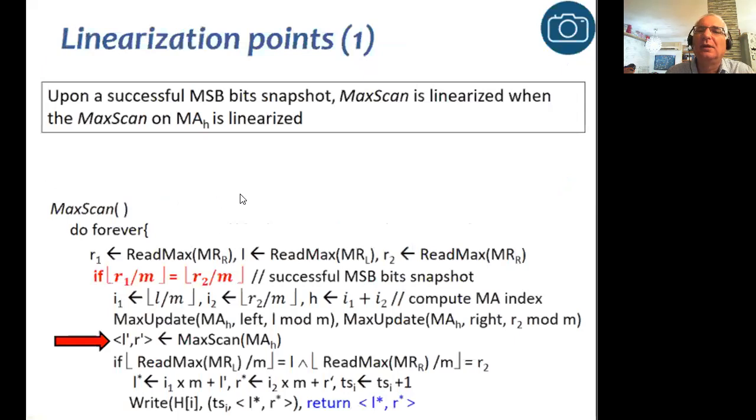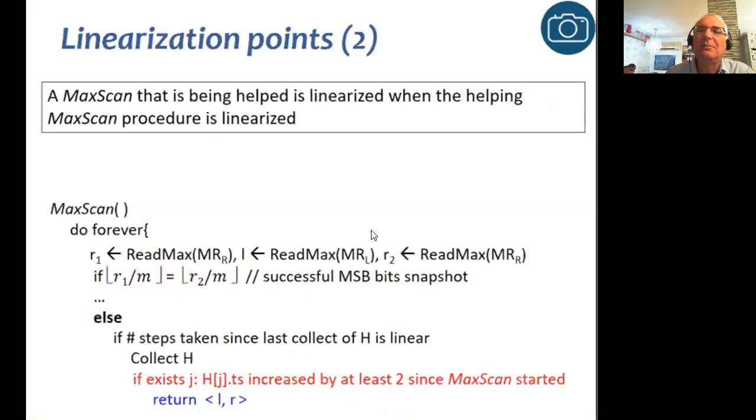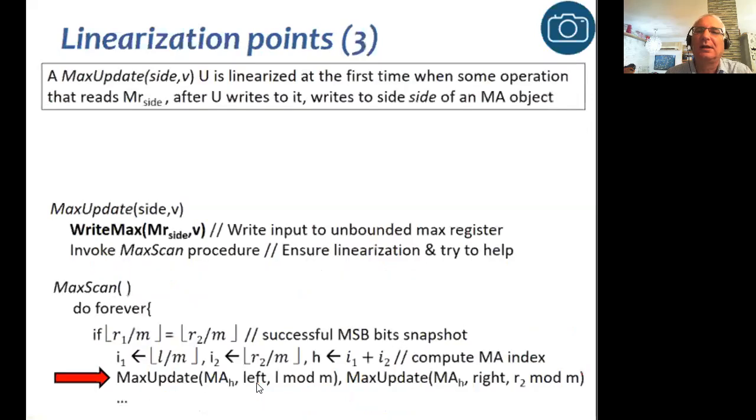As we prove, the following linearization points exist. Max scan operations that succeed in computing a view and return here are linearized when they invoke the max scan operation on the active bounded max array just before returning. A max scan that returns a value read from an entry of the helping array, say entry J, is linearized when the corresponding helping operation by process J was linearized.